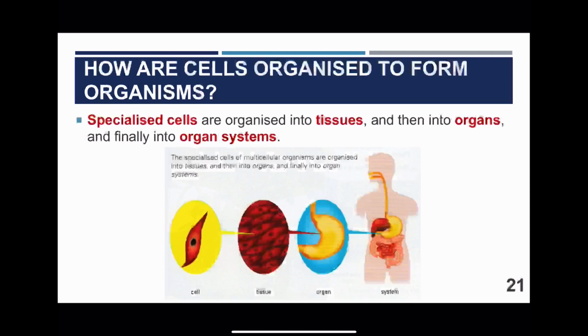Now I just want to let you know that when you organize specialized cells, they can form what we call tissues. Now this tissue is not your normal tissue paper. These tissues are certain structures that you can find inside the body of an organism. After that, the tissues are organized into what we call organs, and then eventually you get your organ systems. And from your organ systems, you form your organisms, which are your living things.